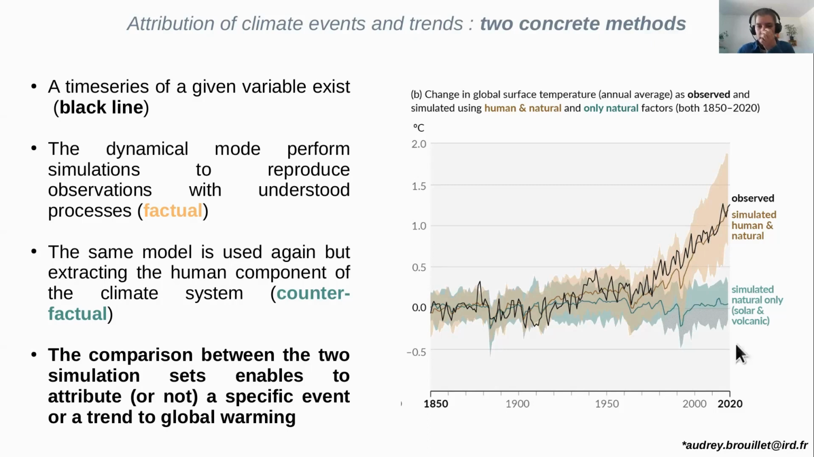For example, let's say that for a specific location, for example in Togo, we have a year with a very strong, very hot temperature. We can try to attribute, using climate modeling, whether such a warm year would have occurred without any global warming, without any human emissions.